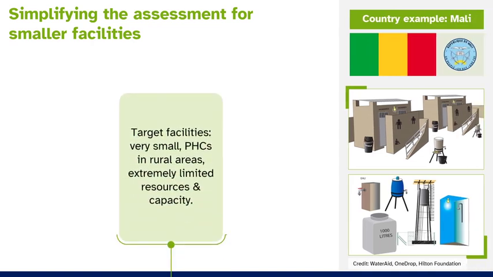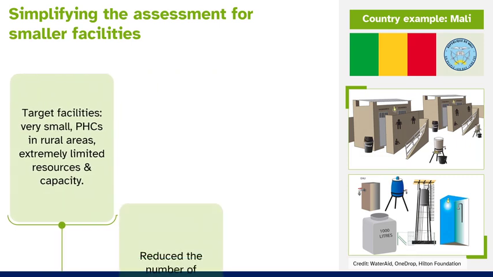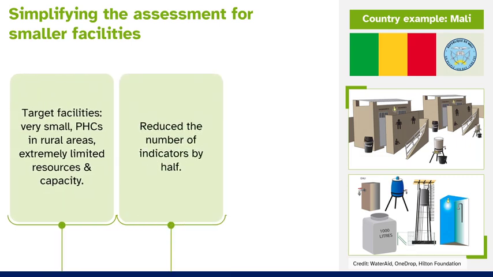Let's take a look at an example from Mali with an approach to simplifying the WASH FIT assessment for smaller facilities, particularly those in rural areas with extremely limited resources and capacity. Recognizing that the full set of over 90 indicators was overwhelming for these smaller facilities, which have limited staff, resources, and indeed patience, the number of indicators was reduced by half.